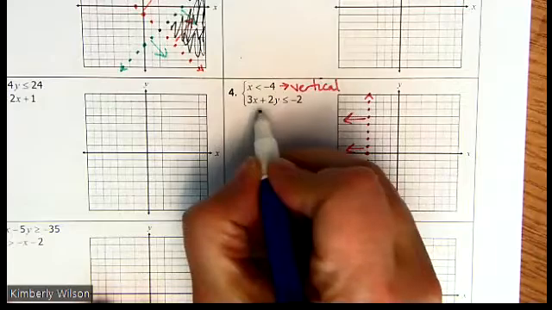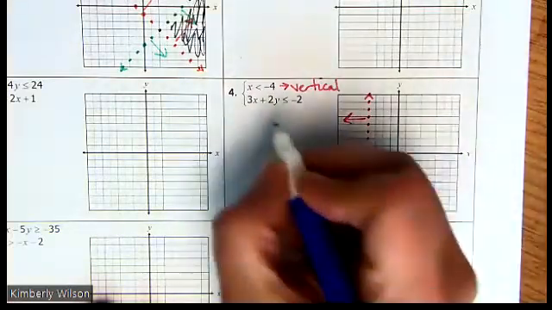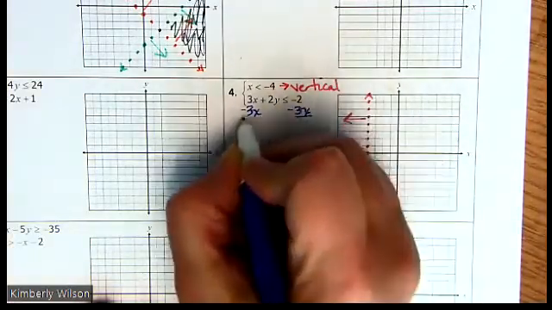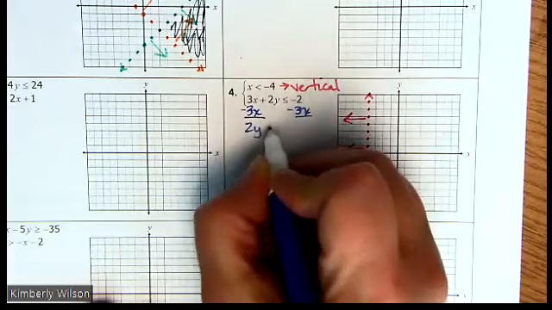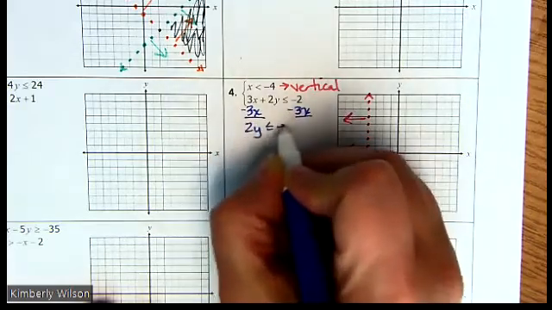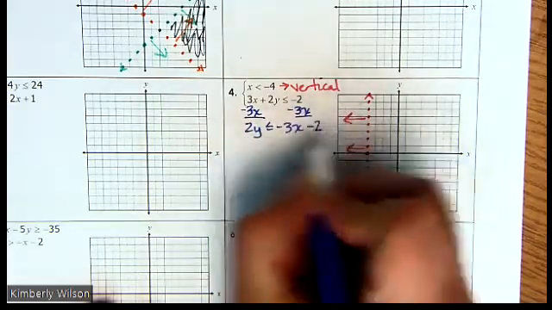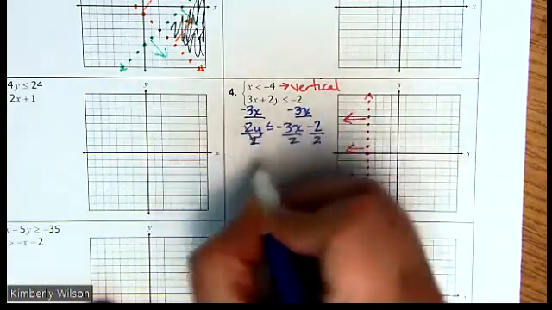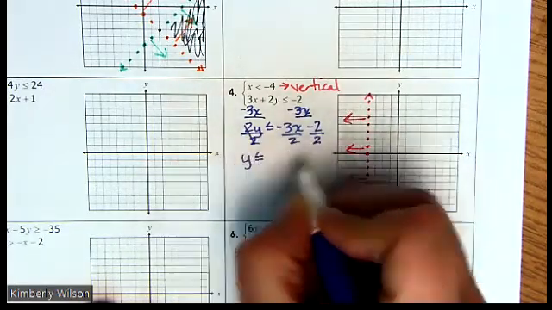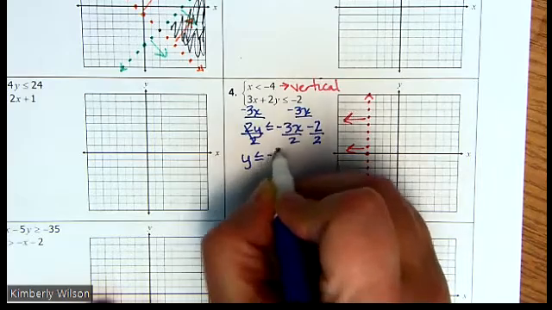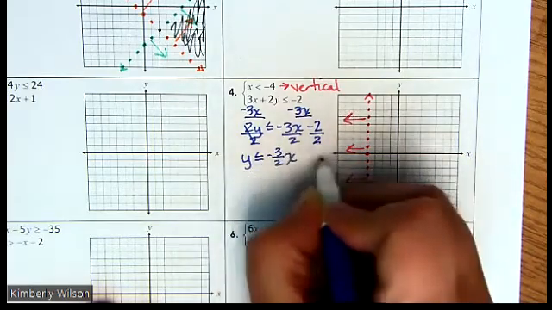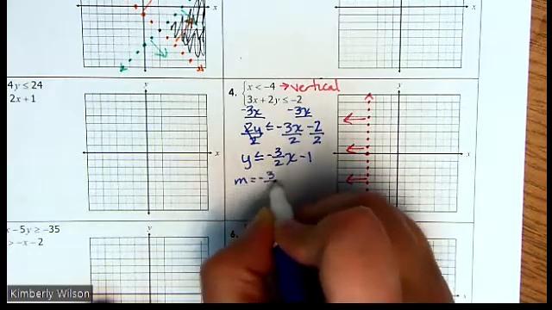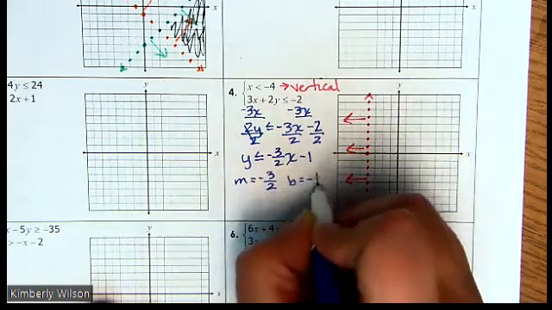Next. For this one, I've got to rearrange. I've got to solve for y. So I'm going to subtract the 3x from both sides, and I now have 2y is less than or equal to negative 3x minus 2. Divide by 2 to everything, and I get y is less than or equal to negative 3/2 x minus 1. So for this one, my slope is negative 3/2. My b is negative 1.